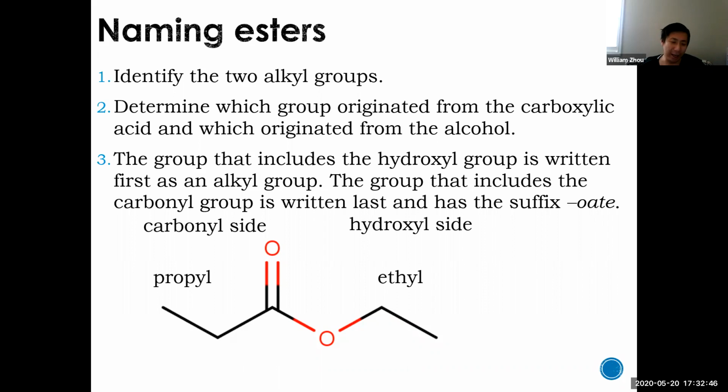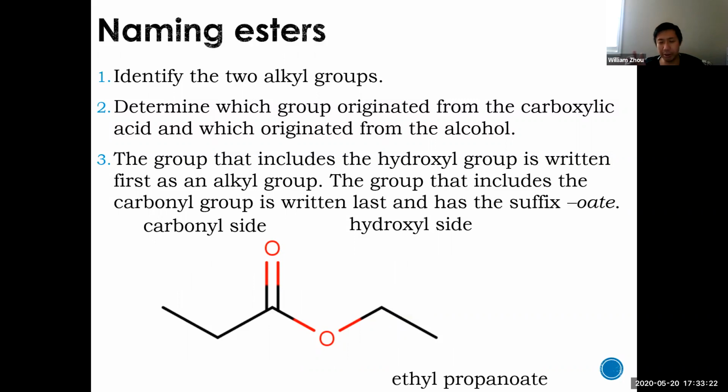The carbonyl side, the one with the double bond O, you have to change the ending and add the suffix -ate. Because it's 3 carbons, that will become propanoate. On the hydroxyl side, you change nothing. That's exactly how it's presented. It's just ethyl. The hydroxyl group side will go first, and the acid side will go last. So you will arrange it like this. So this is simply ethyl propanoate.